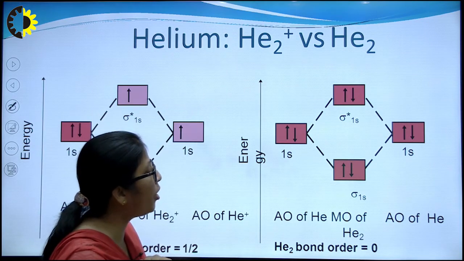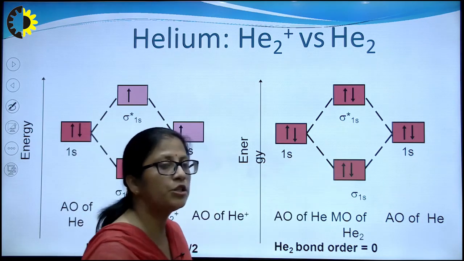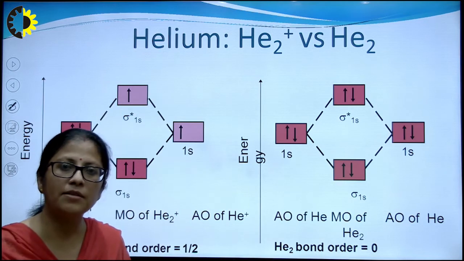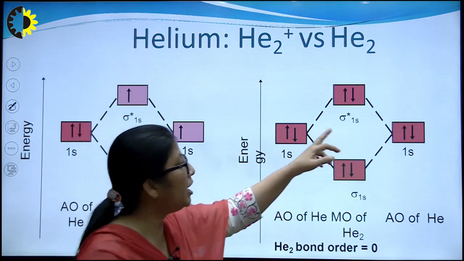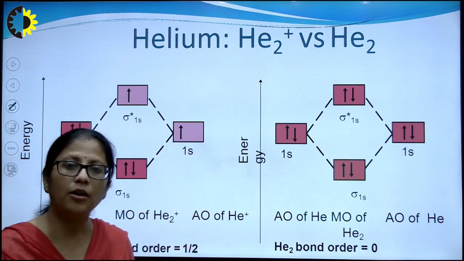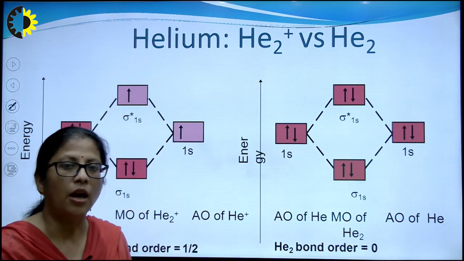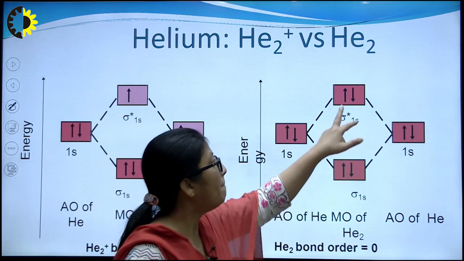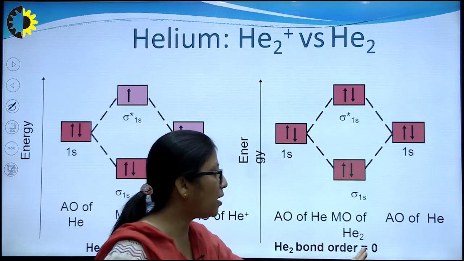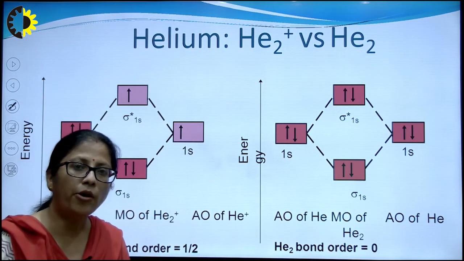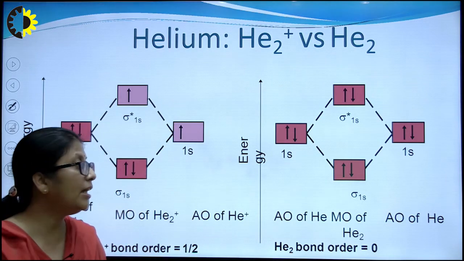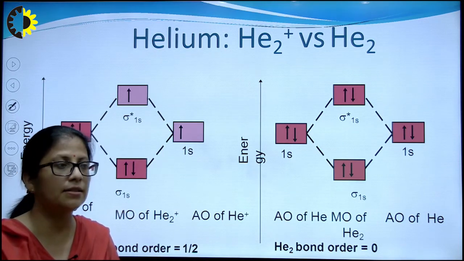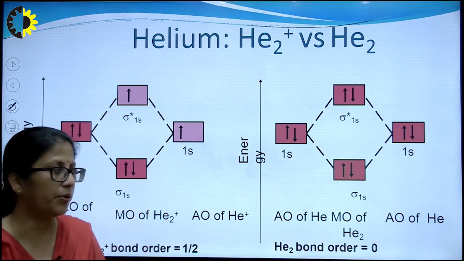Now, coming to the He2 molecule. In the case of the He2 molecule, both the 1s orbitals have 2 electrons, out of which 2 and 2 electrons enter into the sigma 1s, which is the bonding molecular orbital, and the remaining 2 enter into the anti-bonding molecular orbital, that is the sigma star 1s. Now, we calculate the bond order. The bond order will be given by 2 minus 2 divided by 2, which comes out to be 0. Now, here the bond order is 0, which indicates that the helium molecule does not show its existence. For any molecule to show its existence, its bond order should be greater than 0.